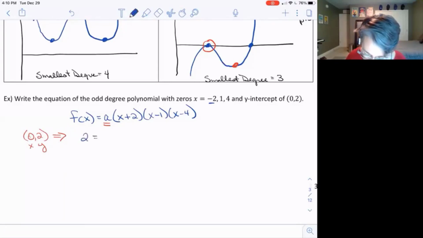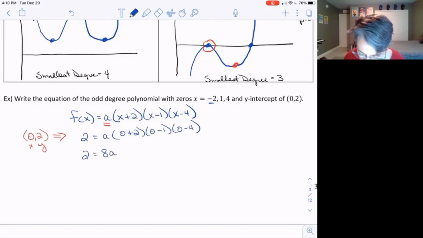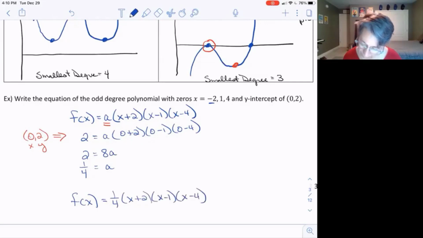So we get 2 equals a times (0 plus 2), (0 minus 1), (0 minus 4). So 2 equals 8a. a equals a positive 1/4. So our odd degree polynomial would be 1/4 times (x plus 2) times (x minus 1) times (x minus 4). And again, there's no need to multiply it out unless they've asked you to. We know it's going to be an odd degree because there are 3 x's being multiplied. You're going to get an x cubed.